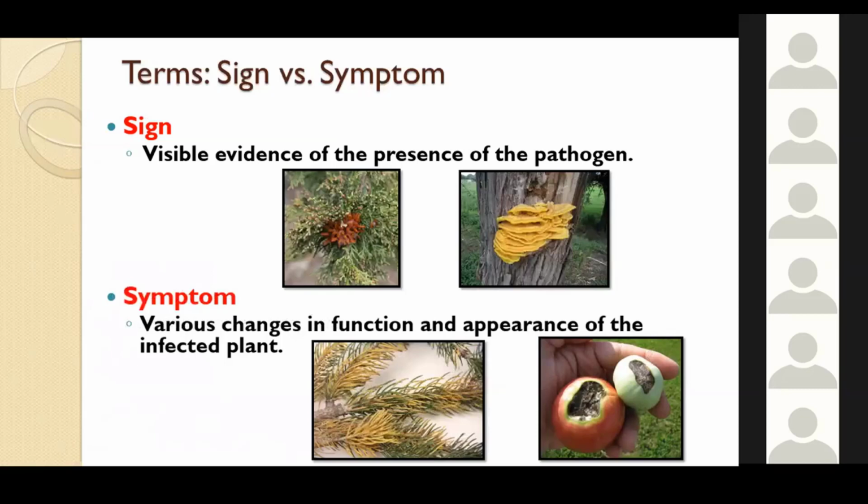Compare that to a symptom, and a symptom is basically the change in function and appearance of the affected plant. Here we have some spruce needles that are yellowing. We can't see any individual fungal portions on there. That is a symptom. So when we're not able to see the actual pathogen, it's a symptom.